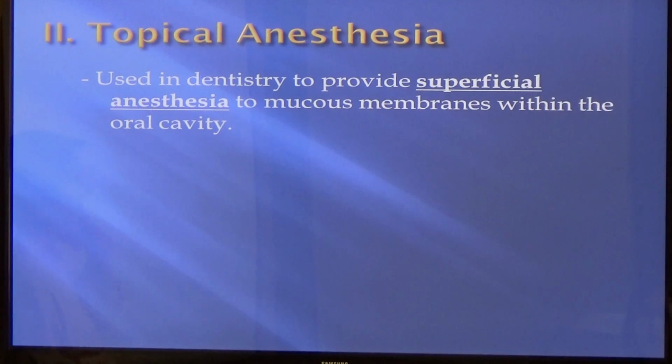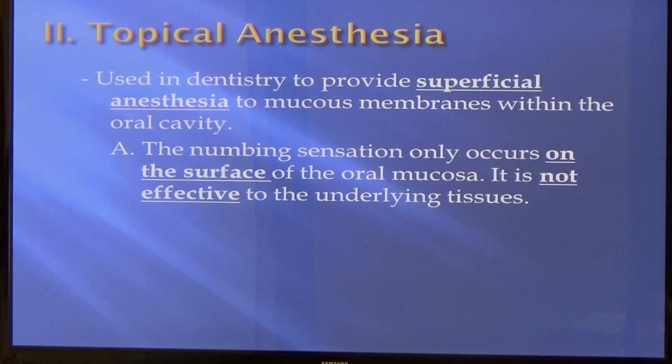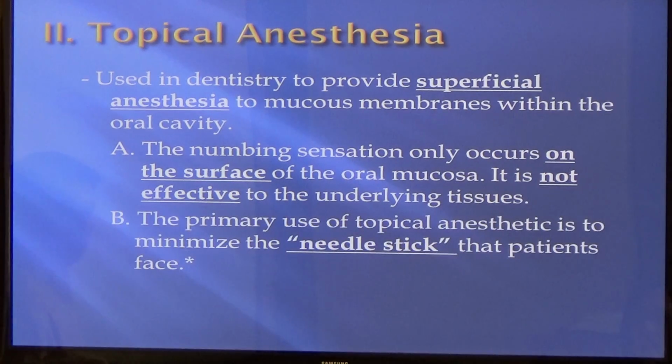You put it on the lip, it's going to numb up the lip. Patients sometimes will swallow some and they'll feel like their throat is a little numb. But it's just on the surface. Nothing underneath. The numbing sensation only occurs on the surface of the oral mucosa. It is not effective to the underlying tissue, so it's just very superficial. The primary use of topical anesthetic is to minimize the needle stick. That's what patients fear the most. They're afraid of the needle. And if you can minimize that, it makes it a little bit more comfortable.